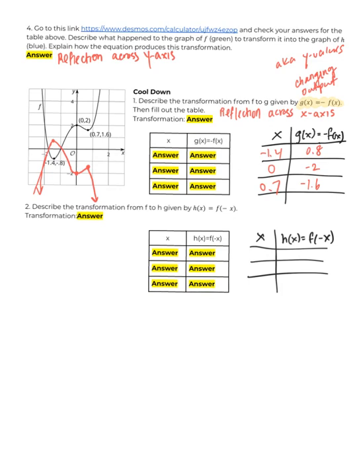Number 2, I'm going to use blue. So we have another transformation, h of x equals f of negative x. What that means is that the inputs are changing. Input was x, and now we're making it negative x, and the output stays the same. So what we're trying to do is reflect the graph across y-axis.